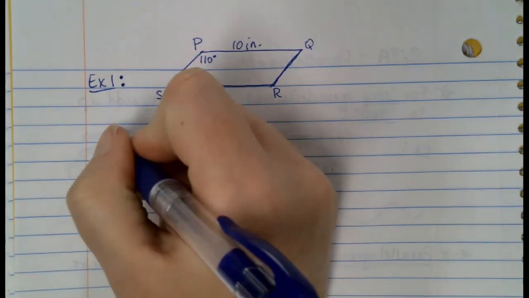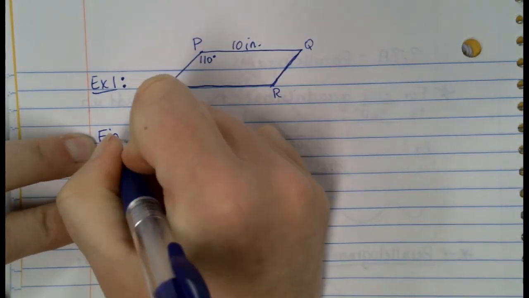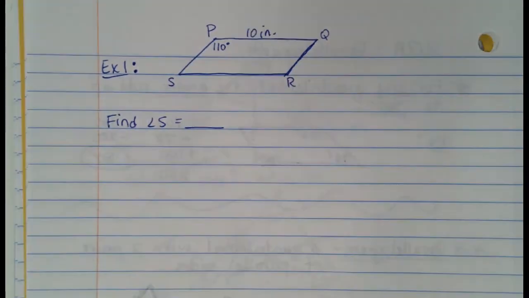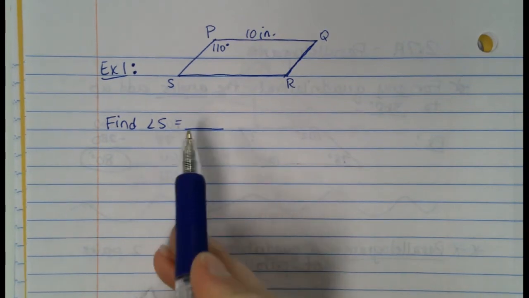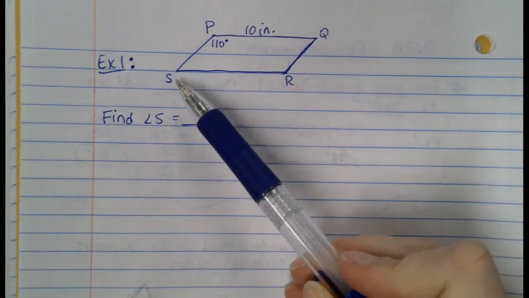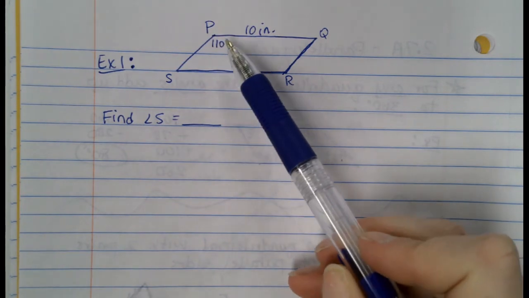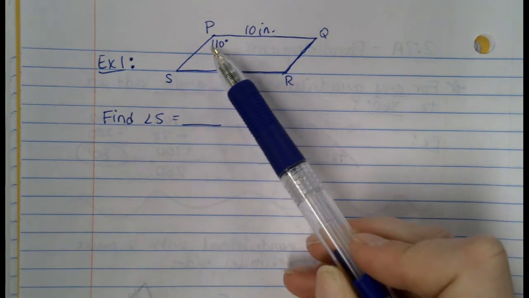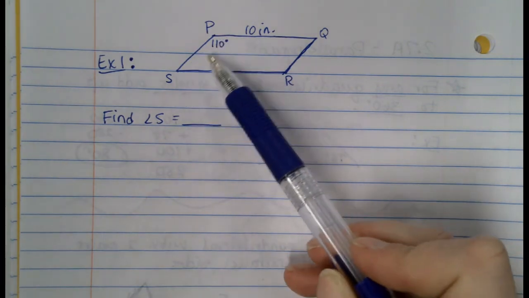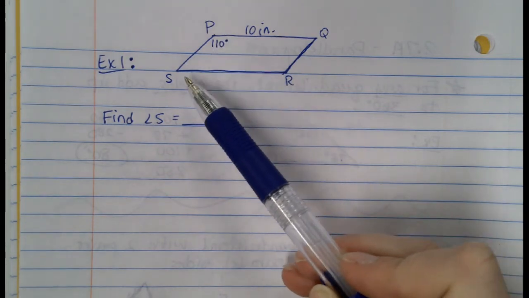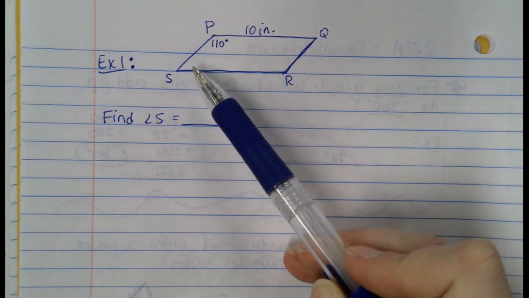So let's start with, I want to find angle S. What does angle S equal? Make this easy on yourself, okay? First of all, if I'm looking for an angle, I'm going to use another angle. I'm going to use this one right here that they gave me, 110. Do these angles look equal? P and S? No, right? This is an obtuse angle. This one is an acute angle. They don't look equal, so don't put 110 here.